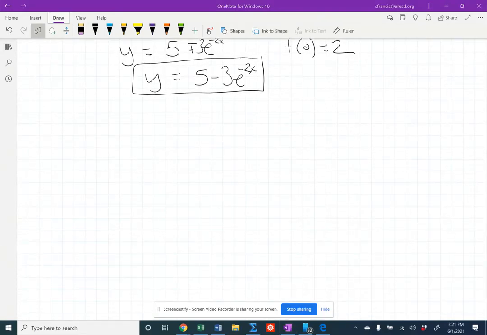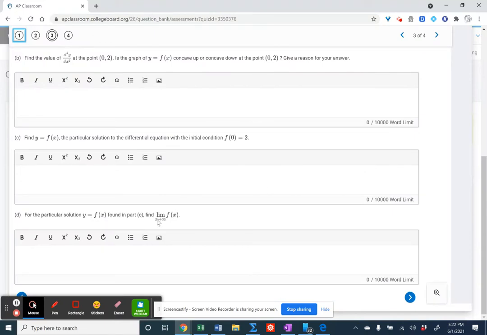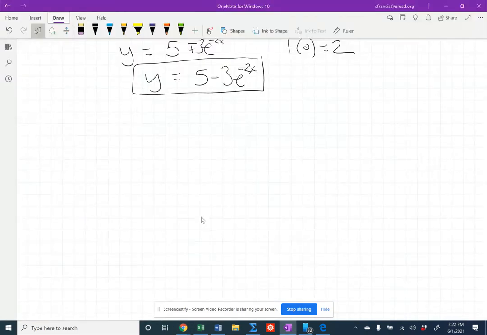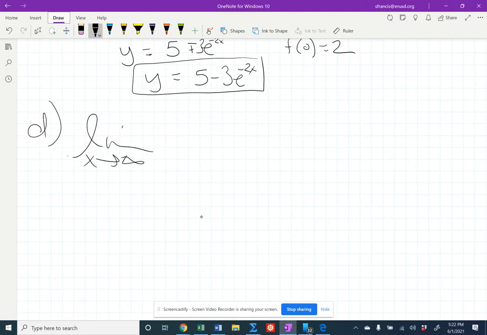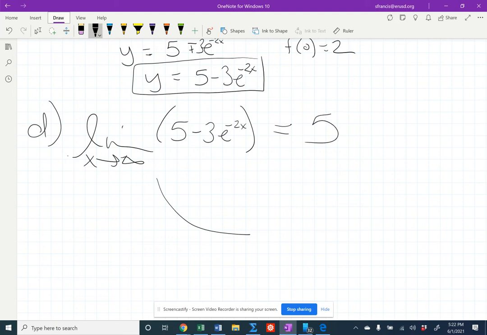That was letter C. Letter D says to take the limit as x goes to infinity. So the limit as x approaches infinity of 5 minus 3 e to the negative 2x. Because the exponent on the e is negative, the graph is decreasing, concave up like this, just the exponential part right here, ignoring the negative 3. So this part's going to 0. It doesn't matter that we're multiplying by negative 3. That whole second term is going to 0. 5 minus 0, of course, is 5. And so that's that one.